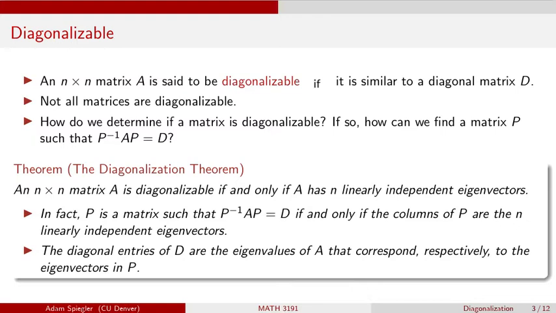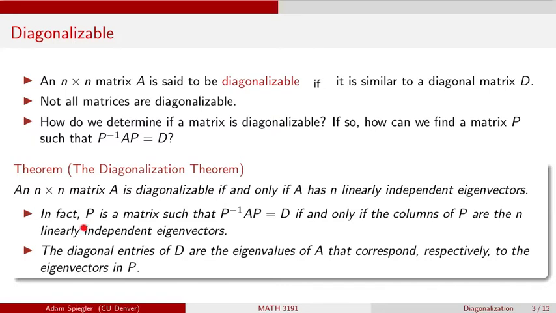And so what this theorem says is that an n by n square matrix A is diagonalizable if and only if A has n linearly independent eigenvectors. So that's our condition that we can check. Does A have n linearly independent eigenvectors? This is an if and only if. So if A does have n linearly independent eigenvectors, it is diagonalizable. We can find a similar matrix to it, which is diagonal. If A does not have n linearly independent eigenvectors, then it is not diagonalizable.